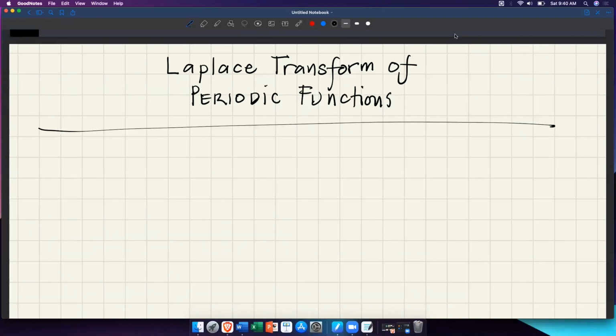Now, today we will be discussing the Laplace transform of periodic functions. But before we start our discussion, we need to know what these periodic functions are. Let's start with some examples of periodic functions. Let's say I have here some periodic functions. These are examples of periodic functions.